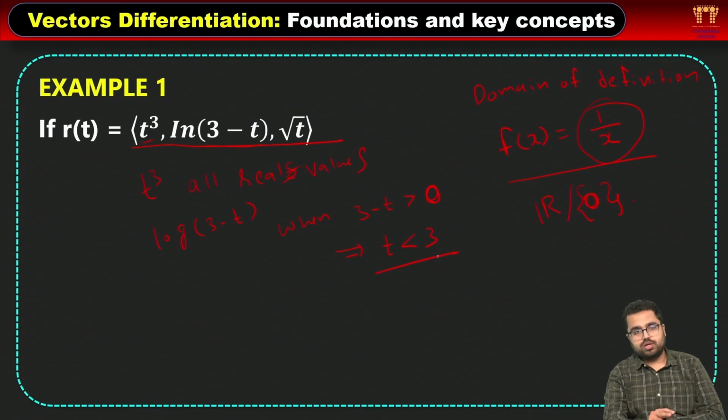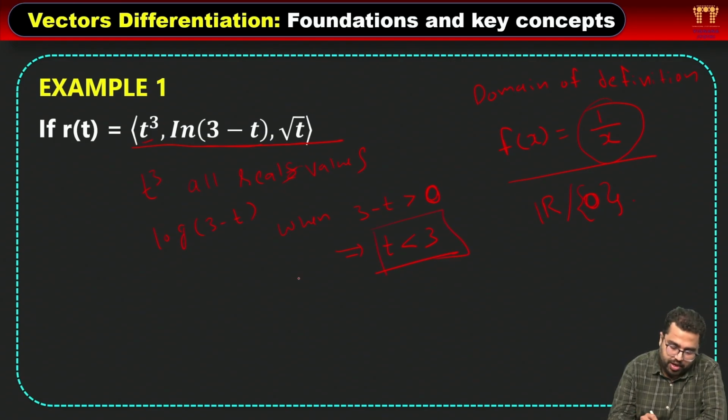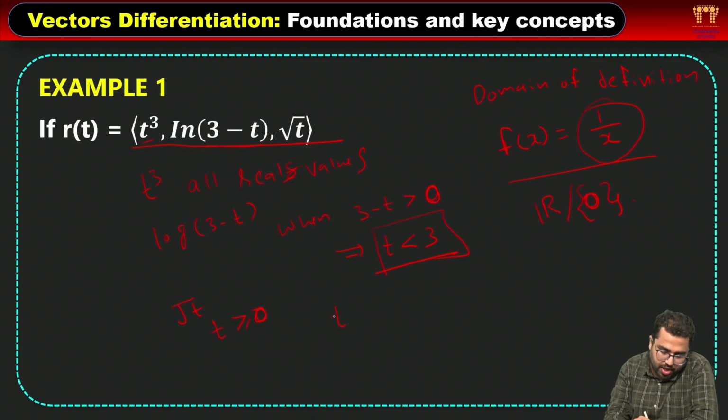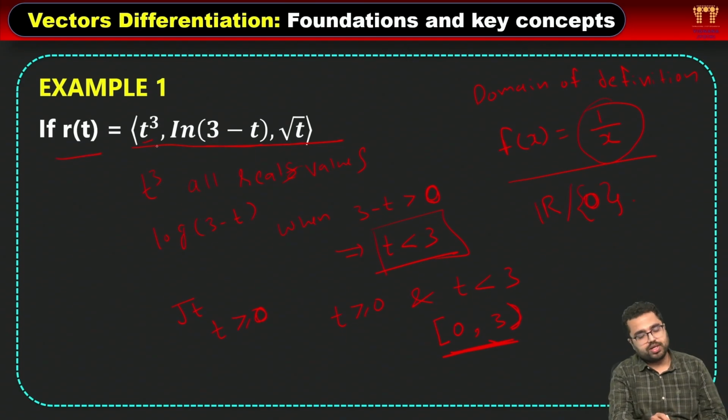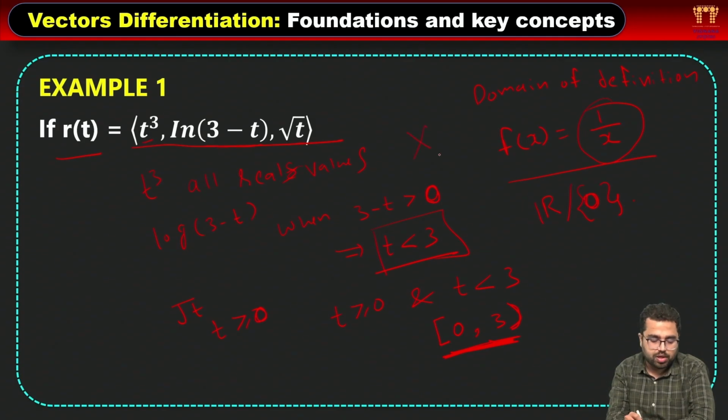So this is the condition on r of t: t must be less than 3. And what about under root t? Under root t is defined for t greater than or equal to 0. So you must have t greater than or equal to 0 and t less than 3. Combined, it is the interval closed at 0 and open at 3. So this is the domain of definition for this r of t, whose first component is t cube, second component is log of 3 minus t, and third component is under root t. Only for these values is this function defined. Other than these values this function is not defined.